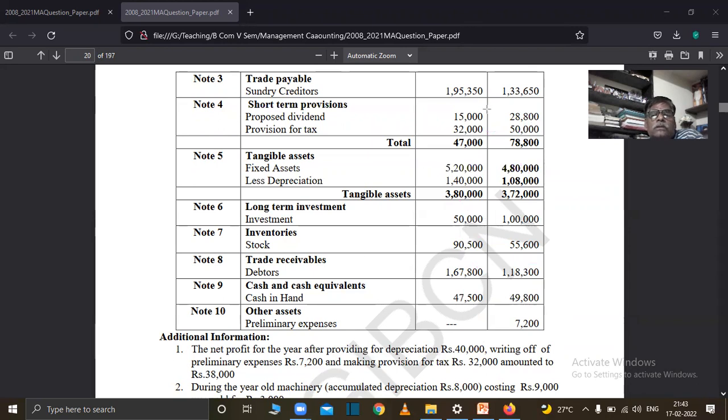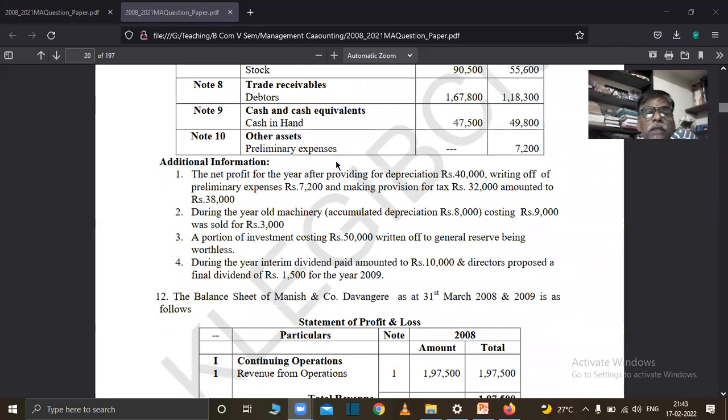Now you see the adjustment. In the adjustment, the net profit for the year after providing depreciation 40,000, preliminary expenses written off 7,200 and making provision for tax 32,000, amounted to 38,000.